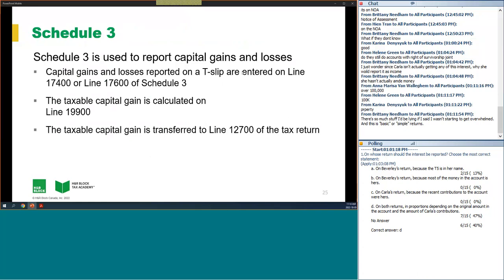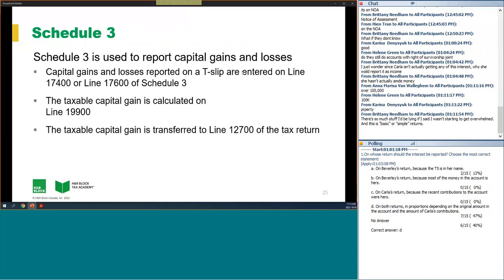Capital gains, remember, is what happens when you sell your assets. If you don't own your assets anymore, we have a special rule, which is that capital gains right now in Canada are taxed at 50%. So because they're taxed at a different rate, we put them on a different form. The form we use is Schedule 3.